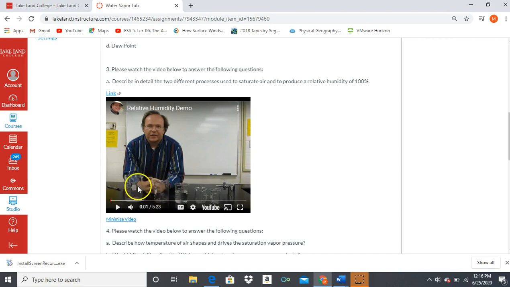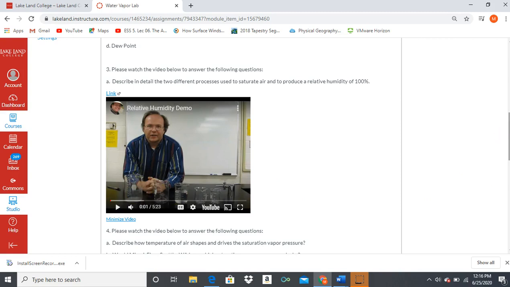So you could basically look at this large flask right here as the equator, and the smaller one maybe is the North Pole. And what you're going to see is that as air warms up from the North Pole to the equator, as it warms up, it can hold more water vapor.